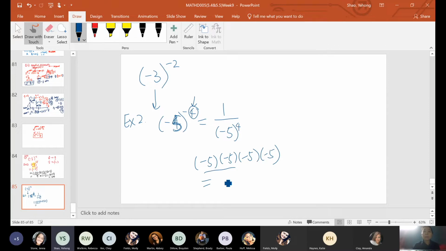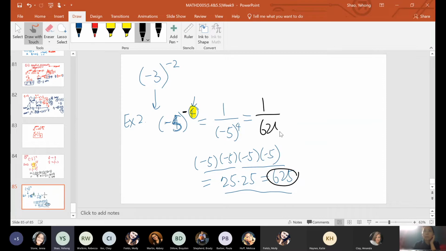Negative times negative is positive 25. Negative times negative is positive 25. And 25 times 25 is 625. When you take the exam, I won't give you big numbers like this. So far I only did this, 4 copies of -5. That gave me 625. But this minus right here in the exponent tells me to flip whatever I got. So I should get 1 over 625.